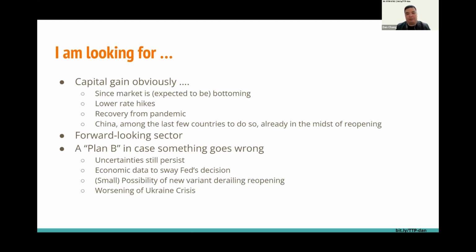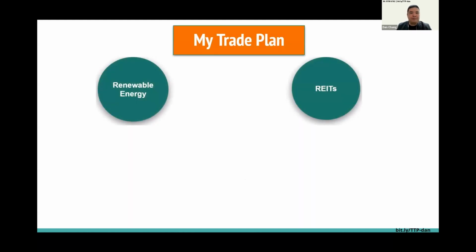Okay, until something comes out. Okay, so these will be my trade plans. I'll be looking at renewable energy and REITs. For context, under REITs there are a lot of subsectors.